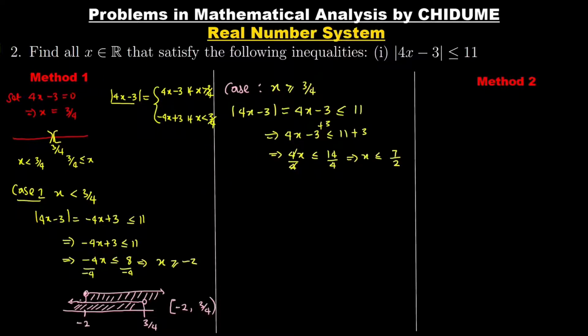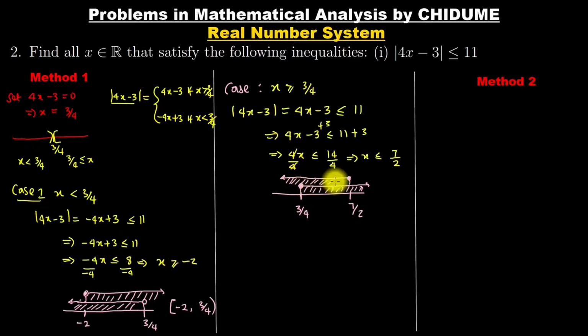Let's consider the solution set for this case. Again, we draw our region. On our number line, we have 3 over 4 and we have 7 over 2. Here we have x greater than or equal to 3 over 4, so we shade this region in this direction. And here we have 7 over 2: x is less than or equal to 7 over 2, so we shade in this direction.